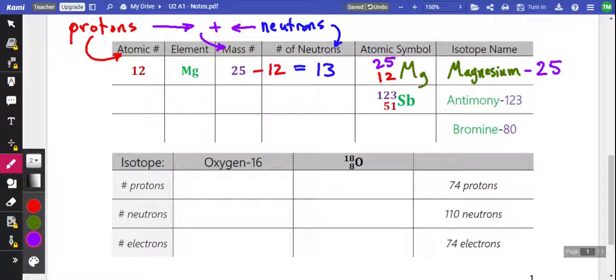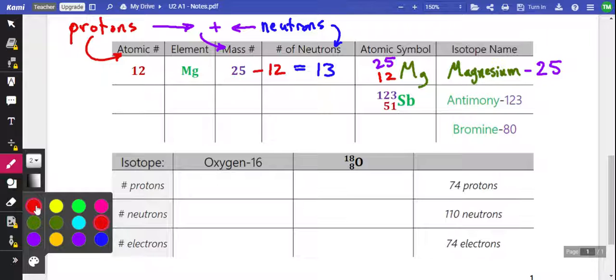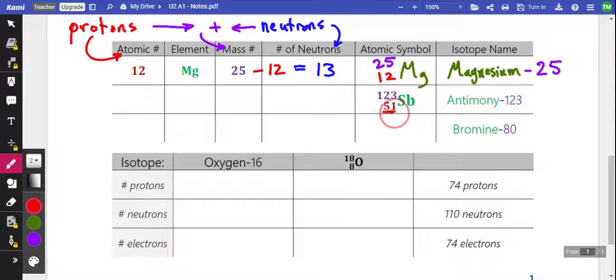Okay, let's look at another example. In this one we've got the element antimony, which seems to have the symbol Sb. It's one of the weird ones. And just looking at this, we can glean some information here. Our atomic number is down here, so antimony must have 51 protons, and you can go check that on the periodic table.